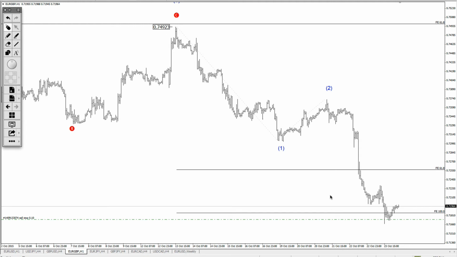In euro USD, the wave structure is more clear than in this pair, and the long-term analysis is pointing towards more downside. In euro pound, this is not so clear as in euro USD, but I am expecting a continuation to the downside also in euro pound.